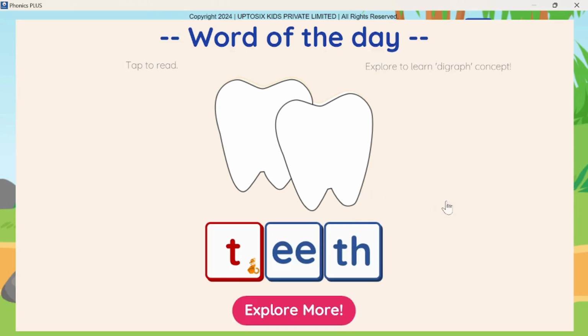Teeth is the word of the day. There are two diagrams in the word teeth. The first one is E, long E sound. And the other one is T. The diagrams are colored in blue so that children can easily identify them.